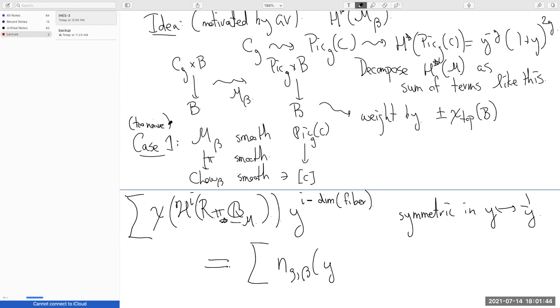But I want to spell out what it means to take this series and expand it out in terms of the cohomology of these different tori. Because this Laurent polynomial is symmetric under y goes to 1 over y, I can expand it out in a basis of these contributions of tori.